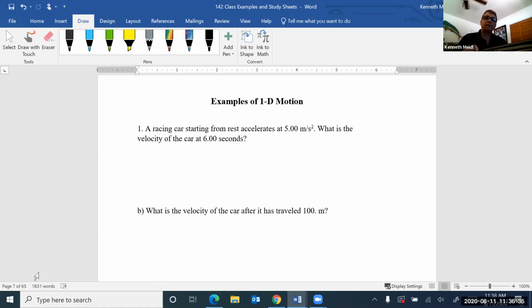Now, to handle any of these types of questions, I really want to have about 3 things going for me. I want to have the definitions at my fingertips: definition of position, velocity, and acceleration, and what those mean in words. Position, where are you from where you started? Velocity, the rate of change of position. Acceleration, the rate of change of velocity.